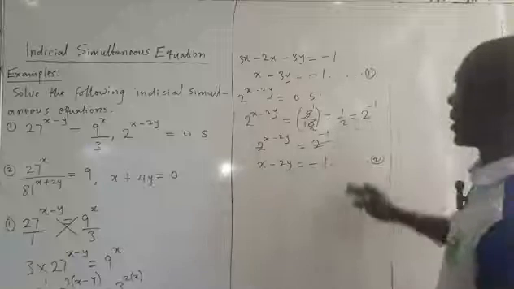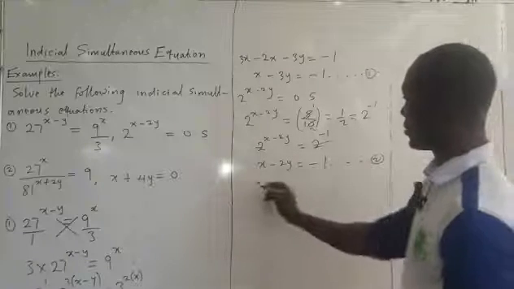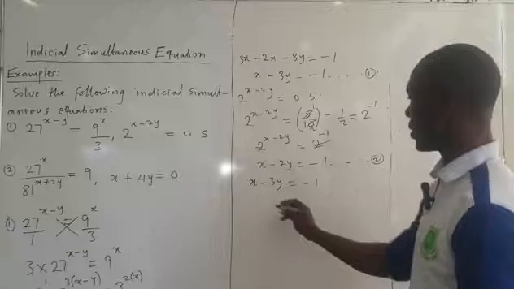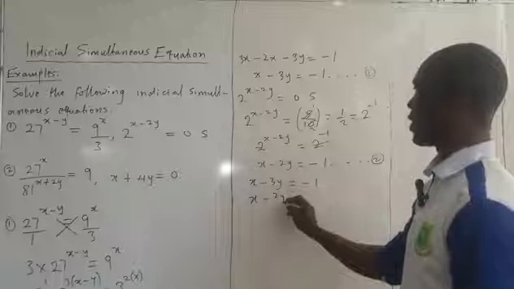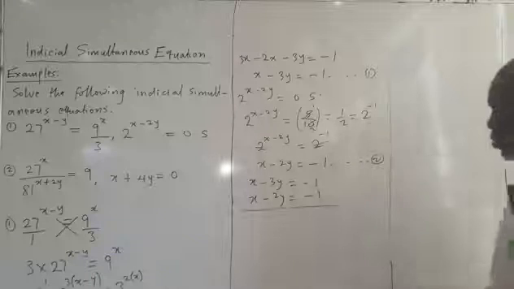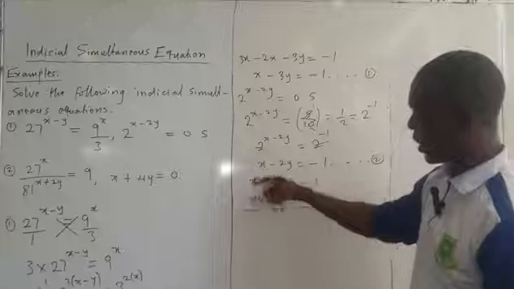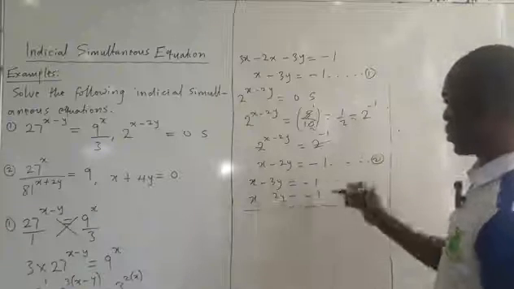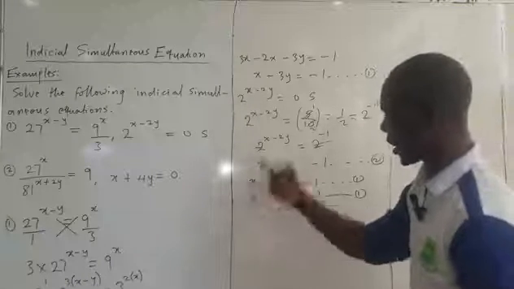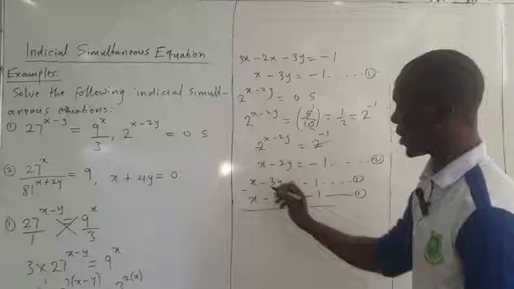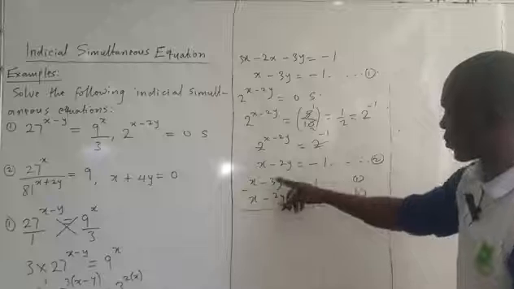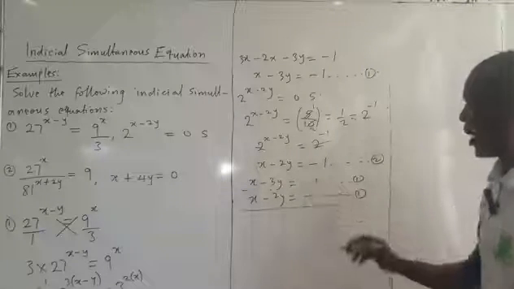We now bring equation 1 and 2 together and solve them simultaneously. That is x minus 3y equals minus 1 and x minus 2y equals minus 1. Here I'm using the elimination method to solve this. If you consider the coefficient of x in equation 1 and 2, we have the same coefficient, which is 1. So we can just check their sign. If they have the same sign, you subtract, but if different sign, you add. So if you subtract equation 2 from equation 1, we have minus, minus.